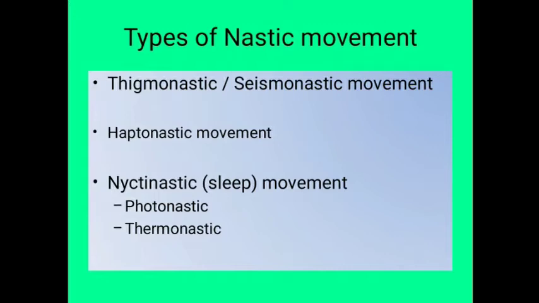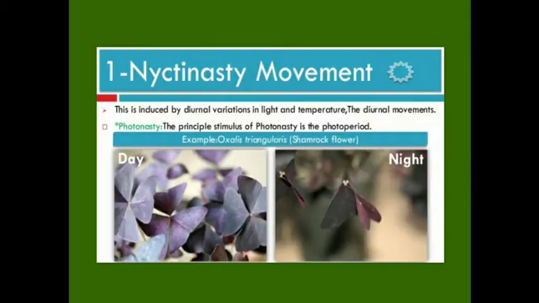So we will see the first one, nyctinastic movement. That is what I said. What is another name of nyctinastic? Yeah, very good. It is the sleep movement, right? The non-directional growth movement of the plant parts in response to the diurnal turgor changes in the leaves or the petals of the flowers is called nyctinastic or sleep movement.